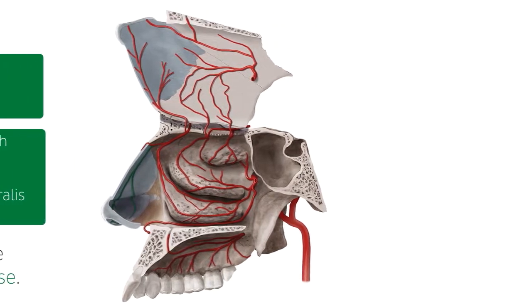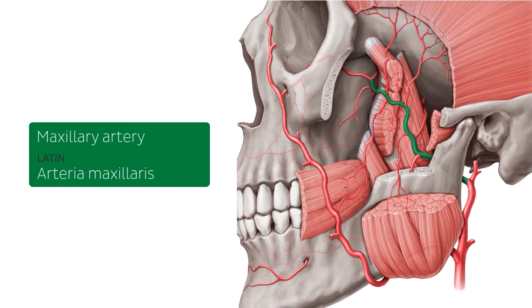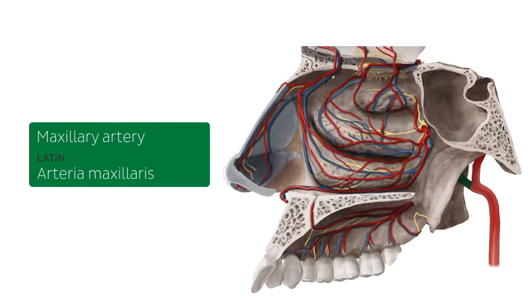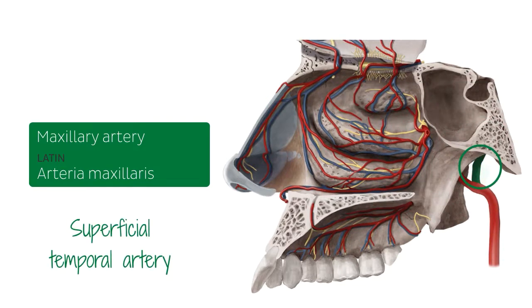Now let's look at the other branch of the external carotid artery that supplies the nasal cavity, which is the maxillary artery. The maxillary artery is one of the two terminal branches of the external carotid artery. As you can see, it passes underneath the mandible before it courses up the face, giving off many branches. In this next illustration, we can see another view of the maxillary artery, as well as the other terminal branch, the superficial temporal artery.